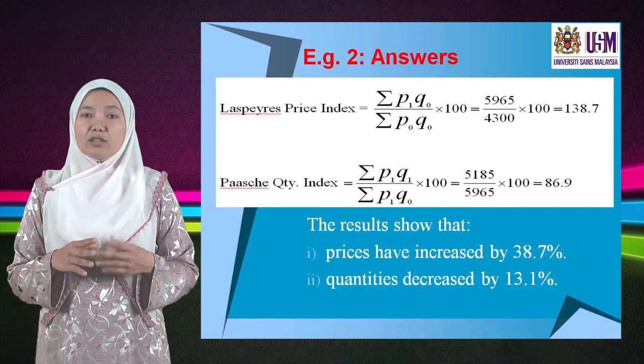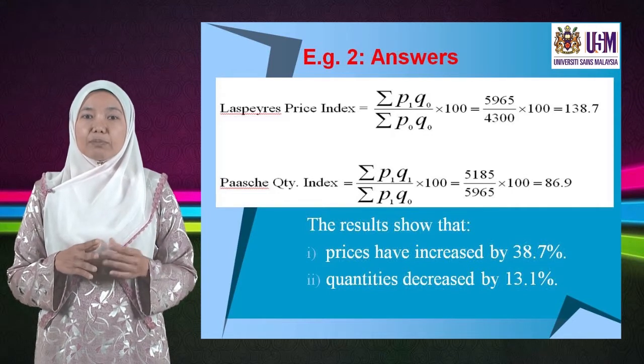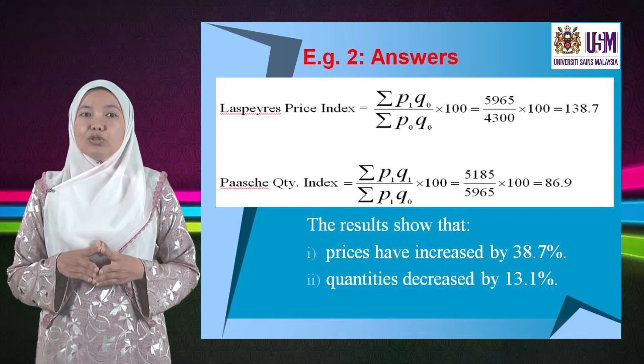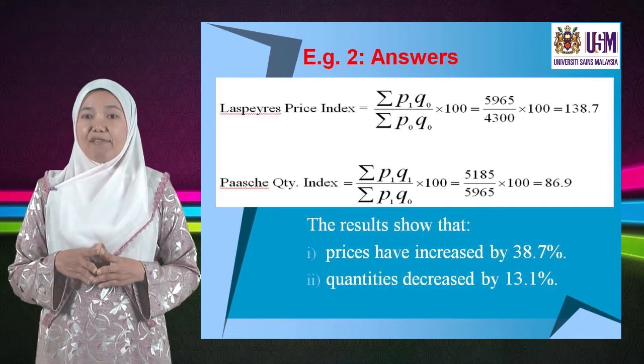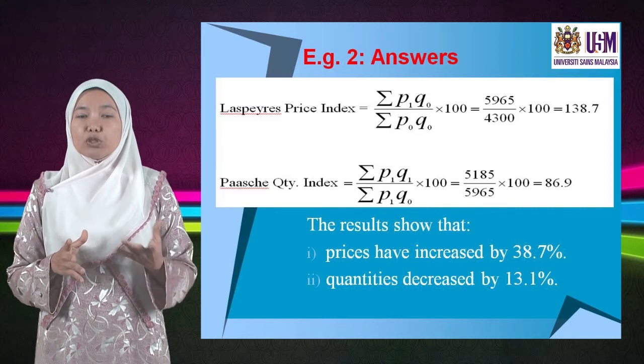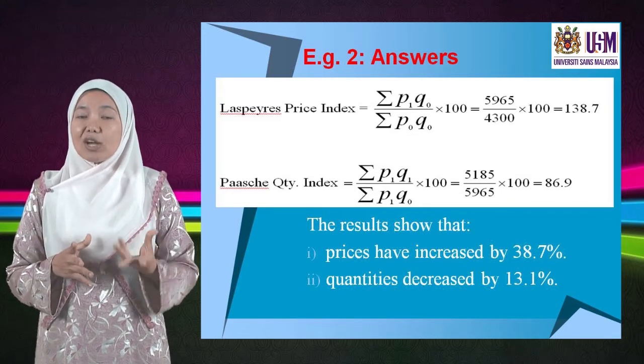So in this case, 5,965 divided by 4,300 multiplied with 100. Okay, so you get the Laspeyres price index of 138.7. Okay, as for the Paasche quantity index in part B, we are looking at the changes in quantity.